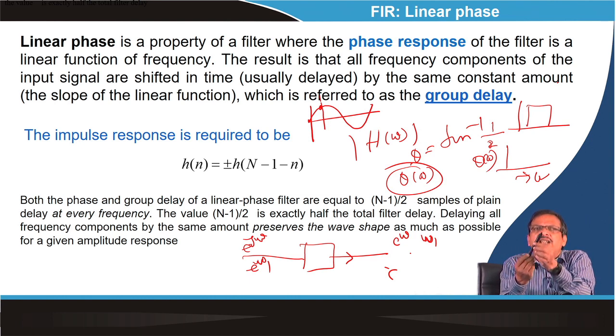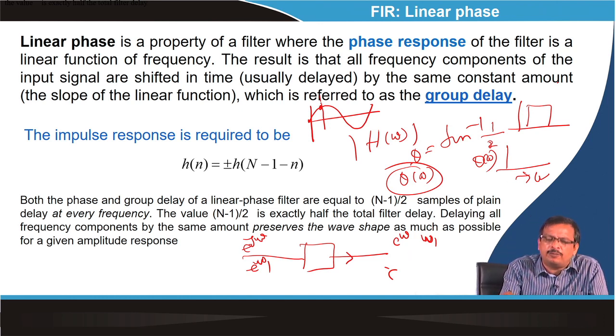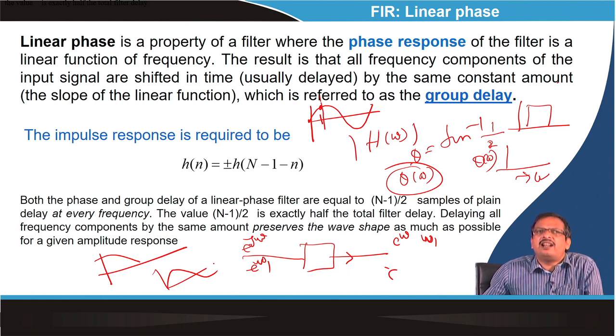Meaning somebody is shifted by 10 samples, somebody else by a different amount, due to the phase change. So when I apply a filter and the phase changes, some frequency components start from this point, some frequency components start from here. That will create distortion in the output signal.